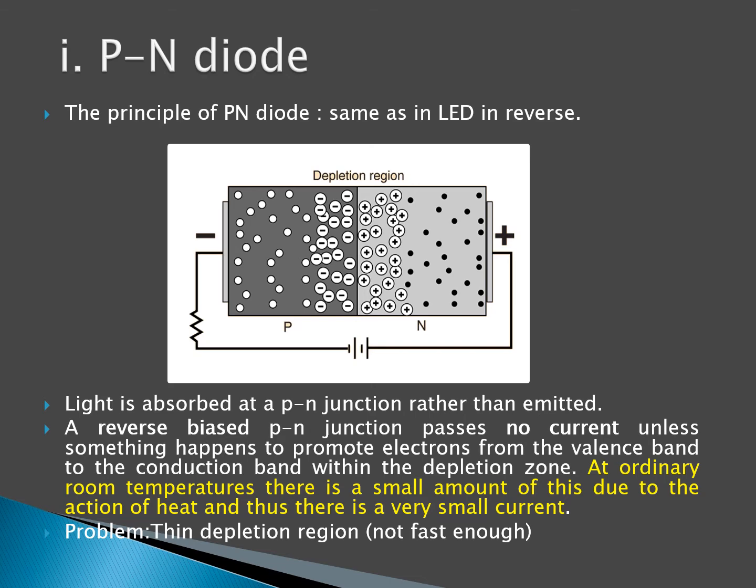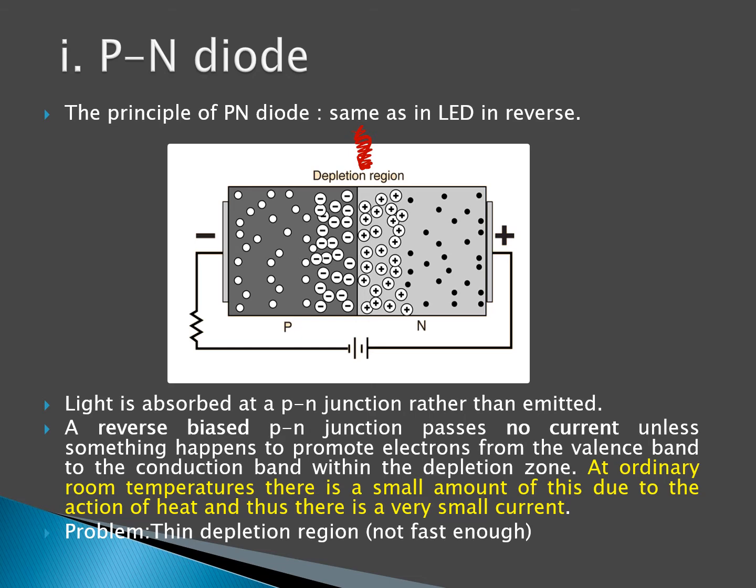Light is absorbed at the PN junction rather than emitted. So basically, at this junction, at this depletion region, the light will be absorbed. A reverse bias PN junction passes no current unless something happens to promote electrons from the valence band into the conduction band within the depletion zone. So when there is no light, when there is no incoming photon, there will be no current flow.